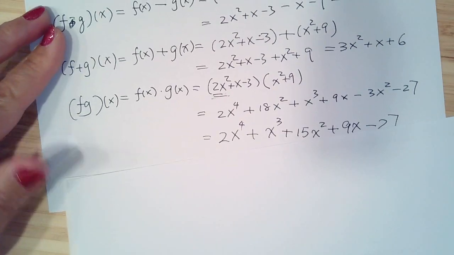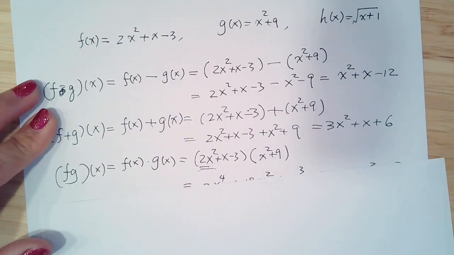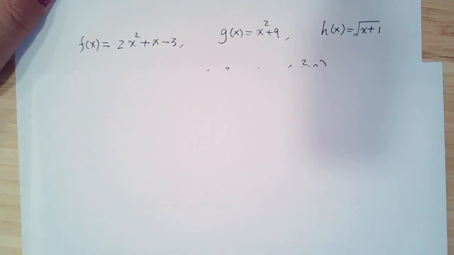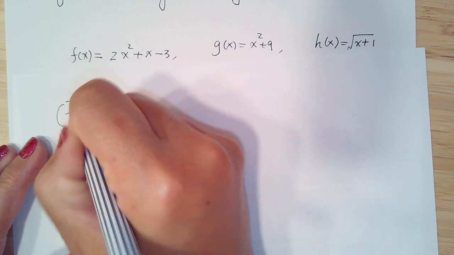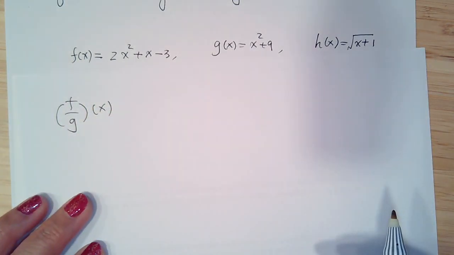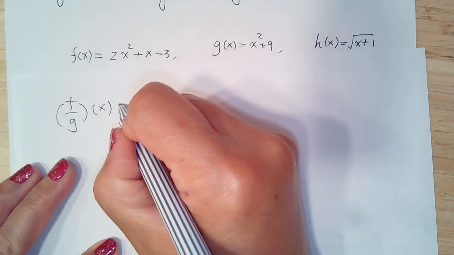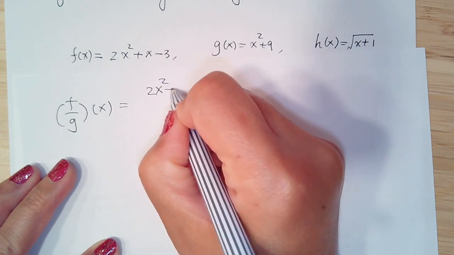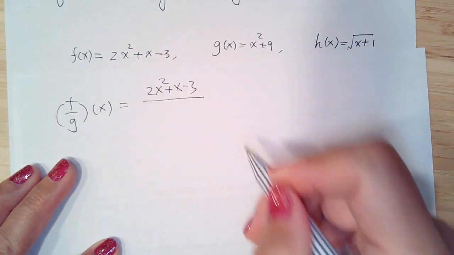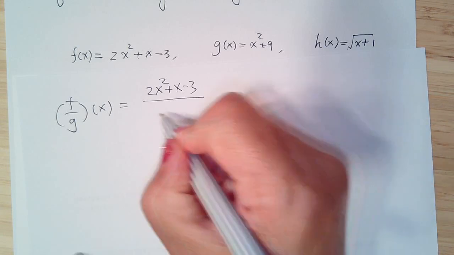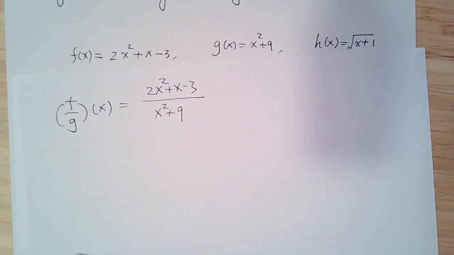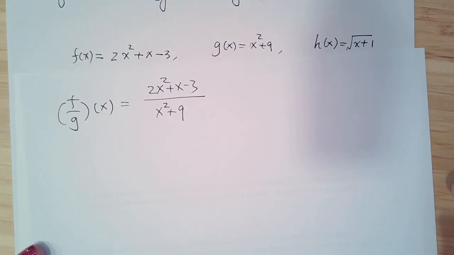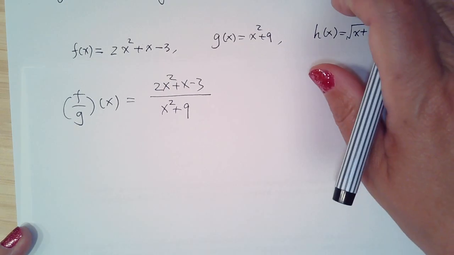And can you give me f over g of x? This is a quotient function, f over g. All right, that'll be just 2x squared plus x minus 3 over x squared plus 9. You can leave it like that because both numerator and denominator have the same degree. You don't need to simplify. So that's f over g.